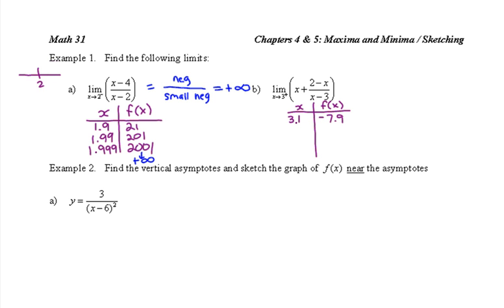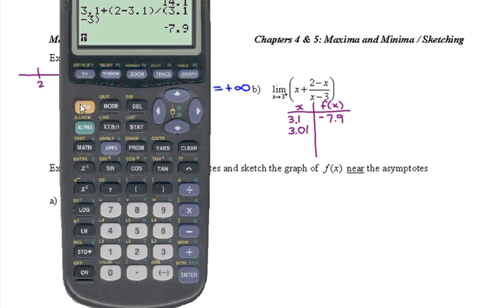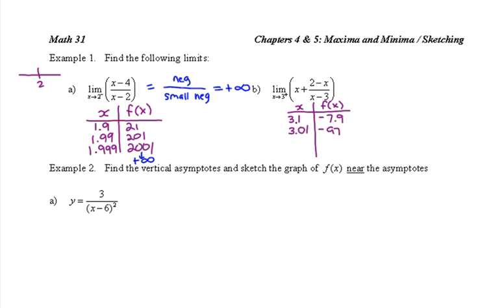Okay, so let's go closer. 3.01. Second enter. And let's insert a 0 here, and insert a 0 there, and a 0 there. Okay, negative 97.99. Okay, we can keep going. Do you want to keep going? Or do you get the point? What's going to happen?